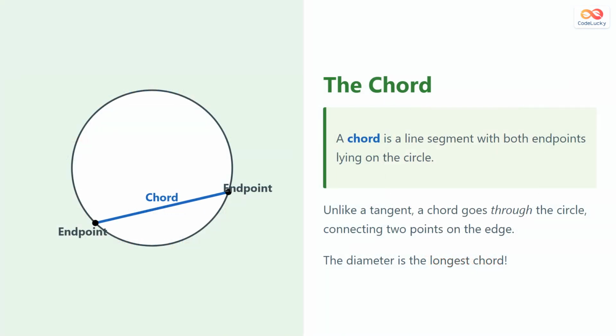Next, let's look at a chord. A chord is a straight line segment that connects two points on the circle's edge. Unlike the tangent, which stays outside, the chord cuts through the inside of the circle.